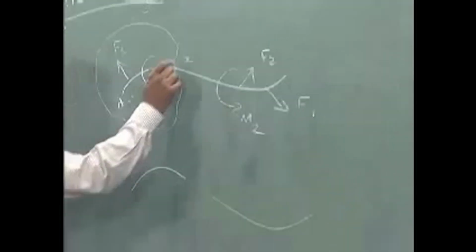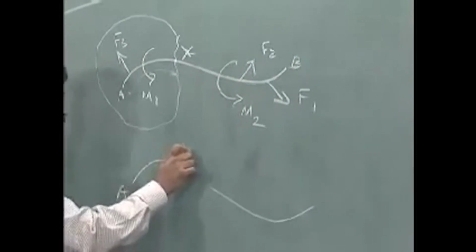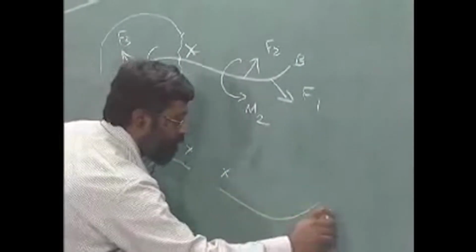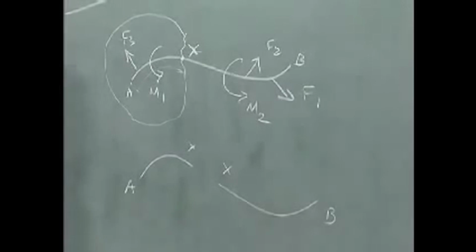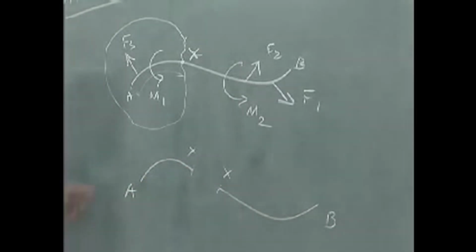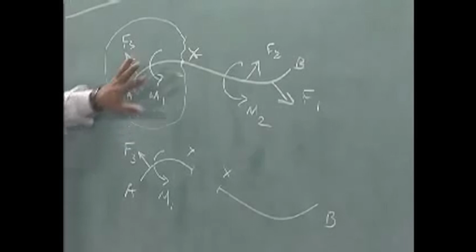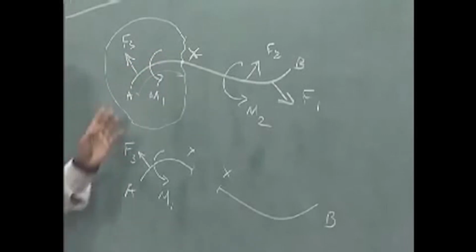Let us say A, this is x, this is B. So I have Ax here, B, where the separation has occurred at x. Okay. We can examine the free body of Ax or xB. First I am just drawing all the external forces acting on this particular part of the rigid body Ax.